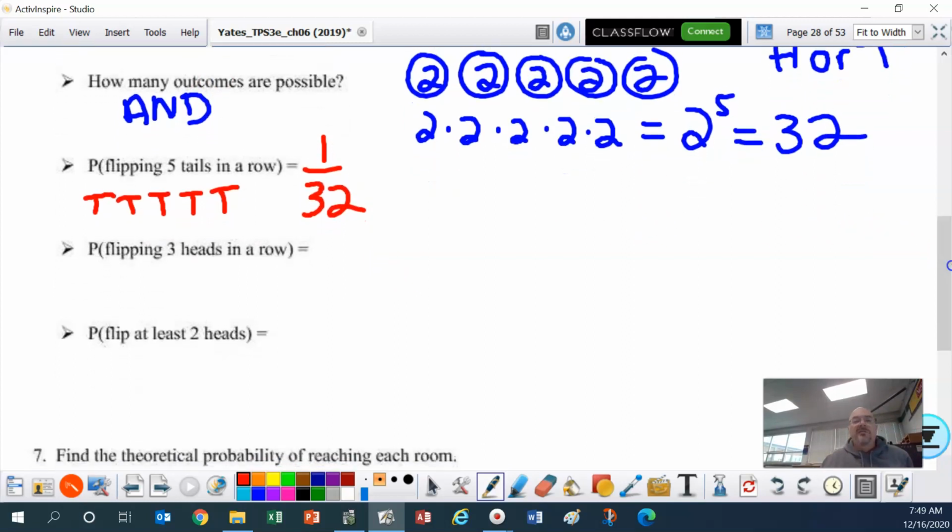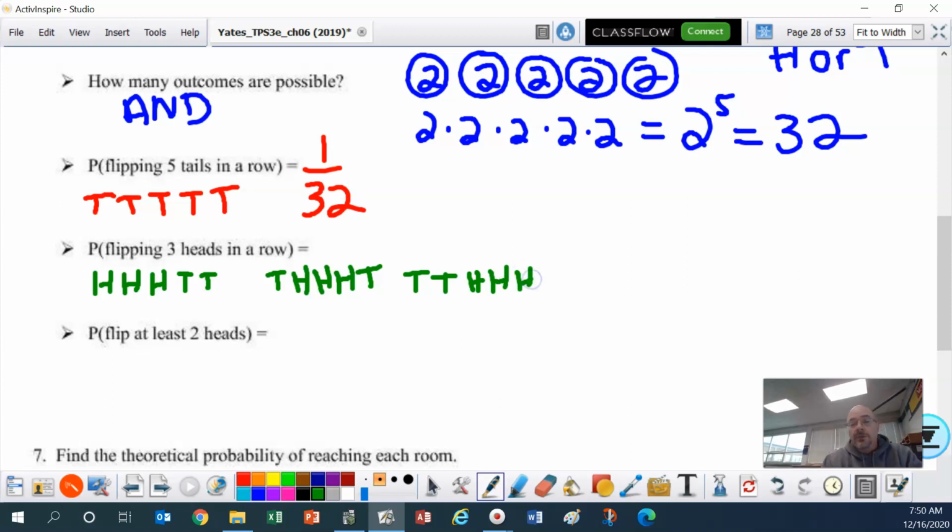Okay, now the next one. Flipping 3 heads in a row. Okay, so I'm going to work through this one. So I might start off by flipping 3 heads in a row like that, and then tails, tails. Now remember, the heads have to all be together. I might start off by flipping a tails and then 3 heads, and then a tails. Again, all 3 heads are in a row. Or I might start off by flipping 2 tails and then the 3 heads. Those are the only possibilities I can flip 3 heads in a row. Again, not just 3 heads, but 3 heads in a row. Details, details, details. So that's simply 3 out of 32.